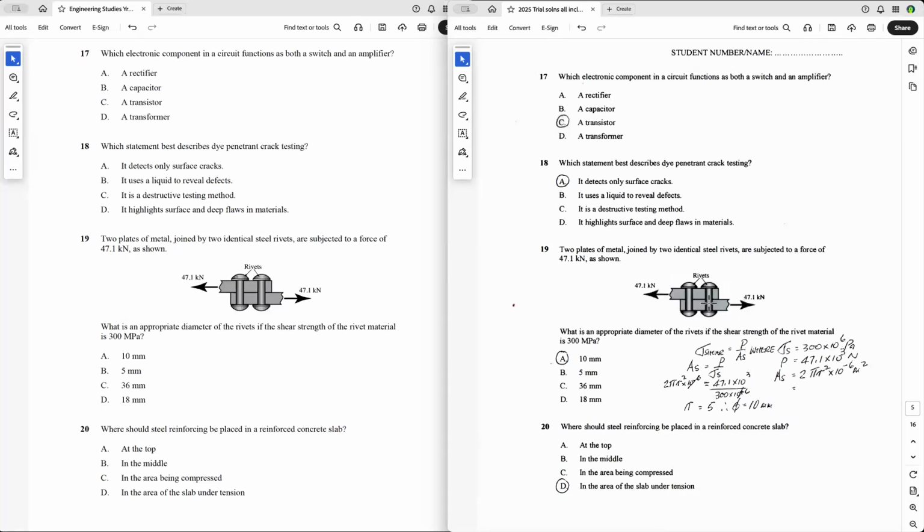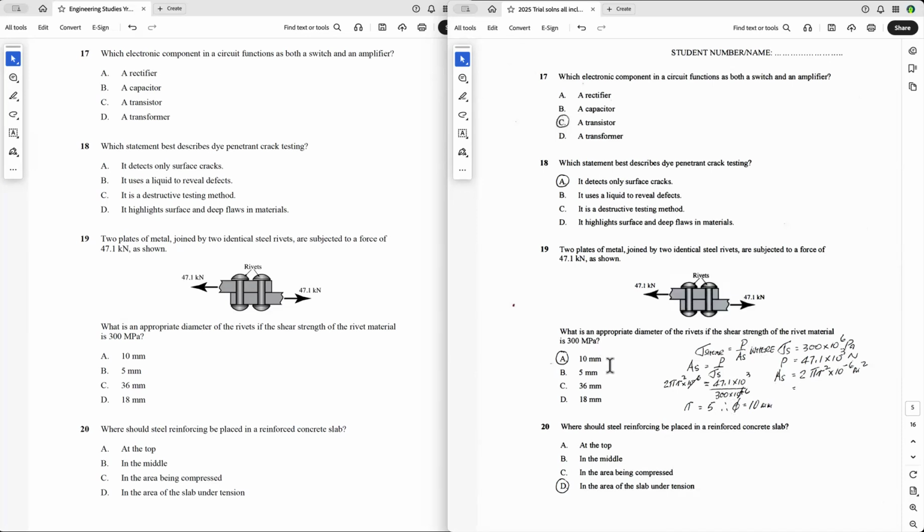And the area of shear, because there's 2 rivets, it's 2 pi r squared multiplied by 10 to the minus 6. And then you transpose the equation and you'll get r is equal to 5. So therefore the diameter is 10 millimeters. And so the answer is A.